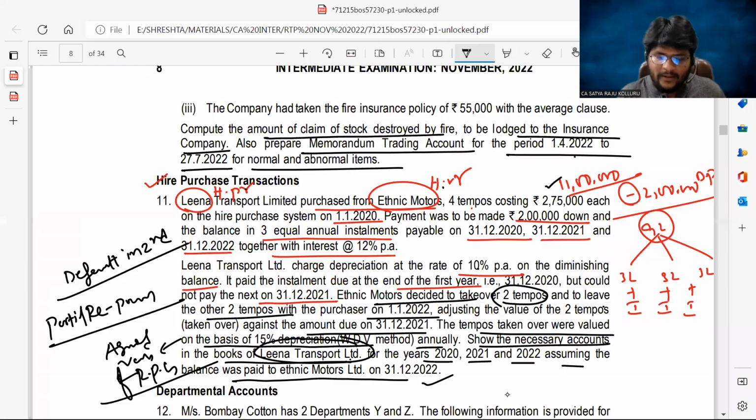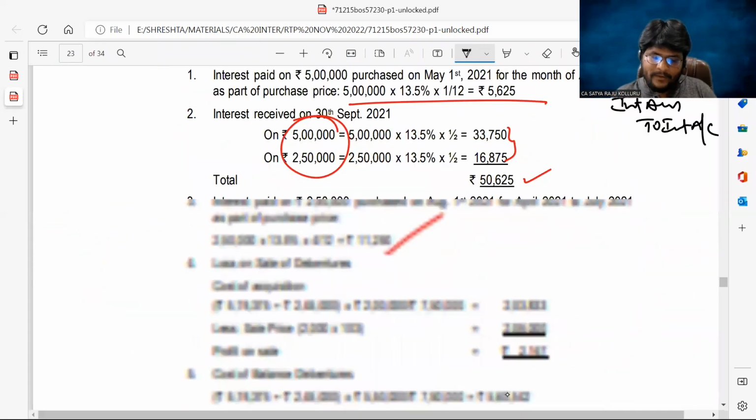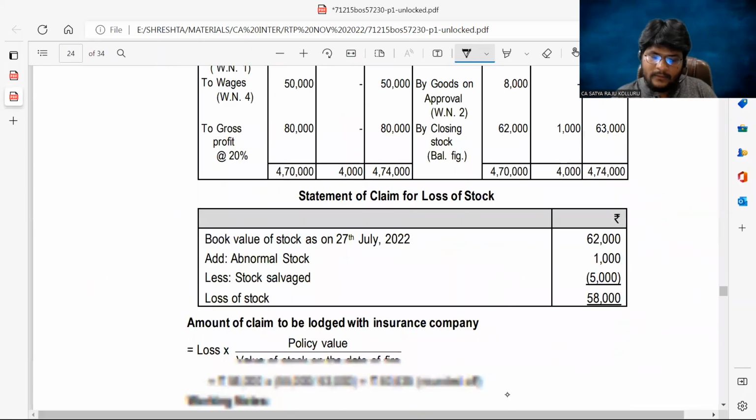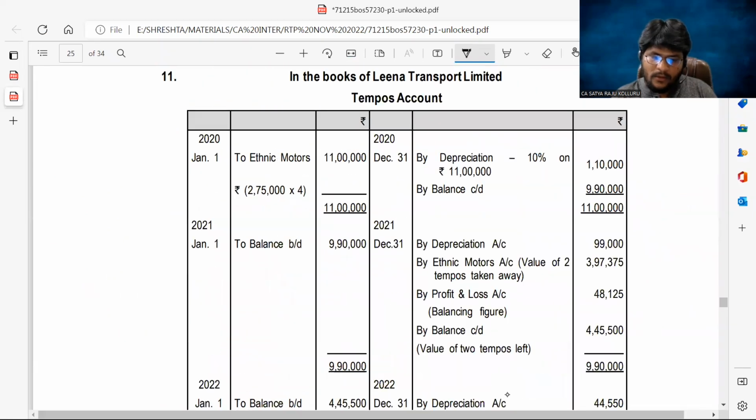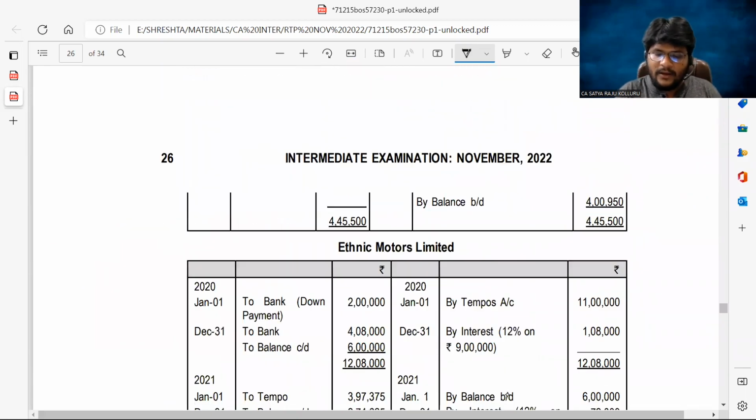Now, let me explain the problem through my printed solution. All of you, please concentrate. Sir, show necessary accounts means anyway we need to open the hire vendor account as well as the hire purchase asset account. That is the Tempos account as well as the hire vendor account. So one is the Tempos account, and this is the hire vendor Ethnic Motors Limited account.